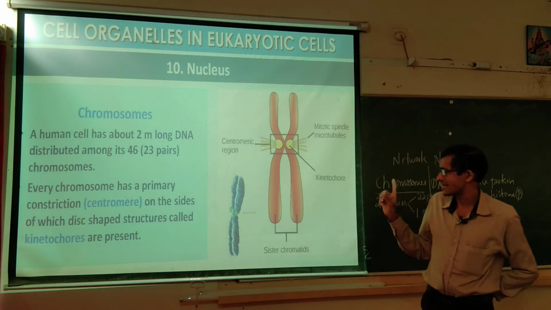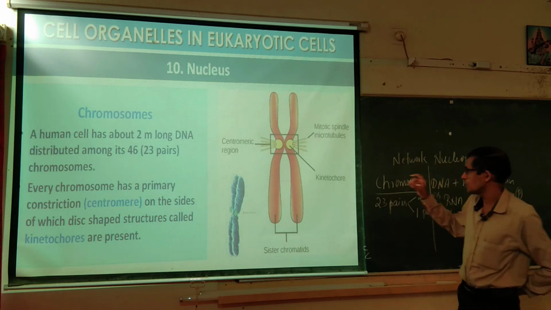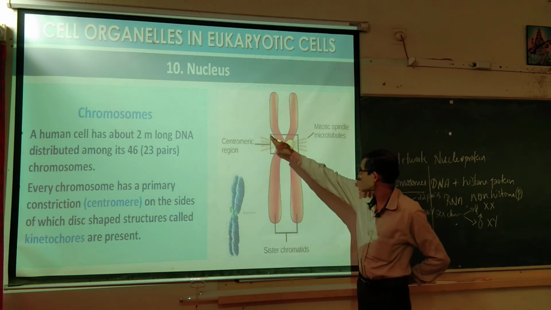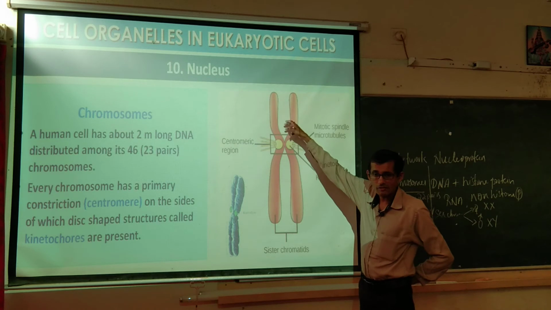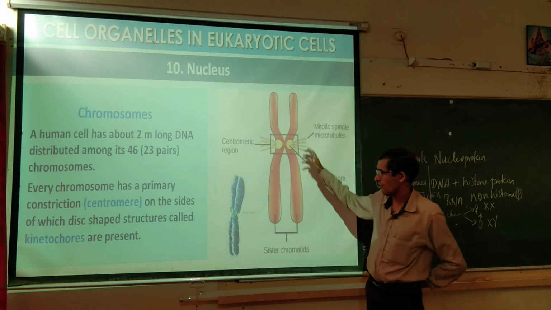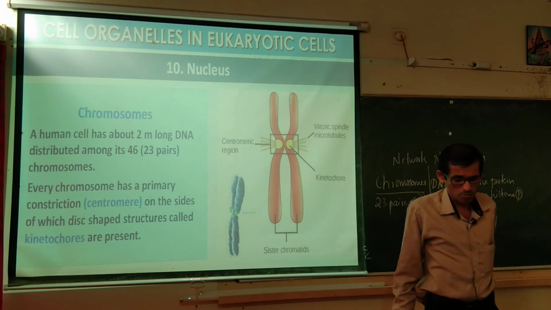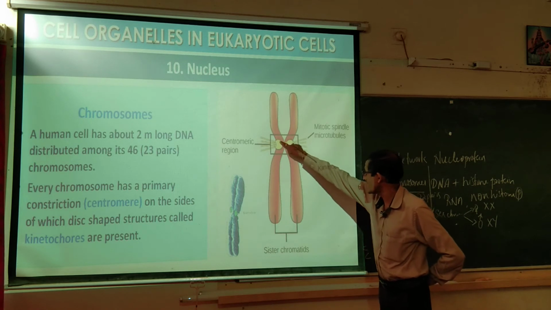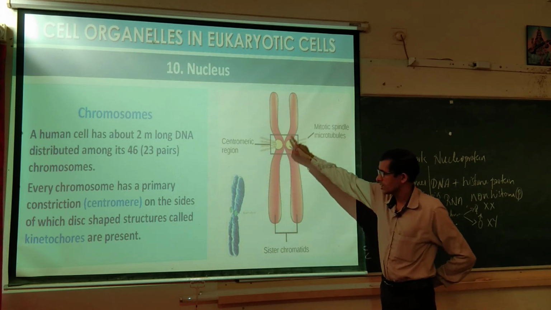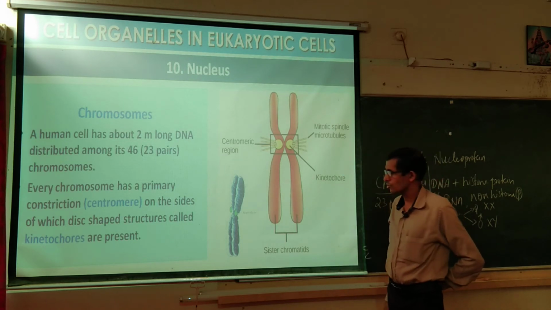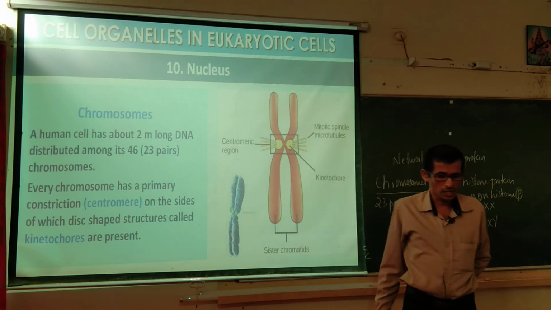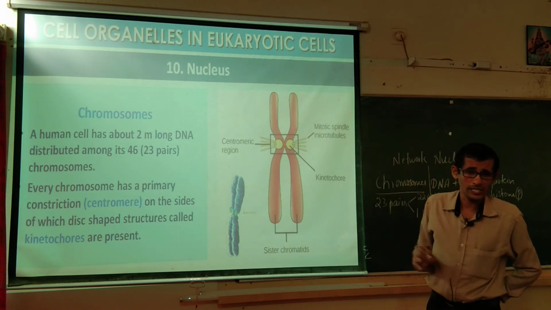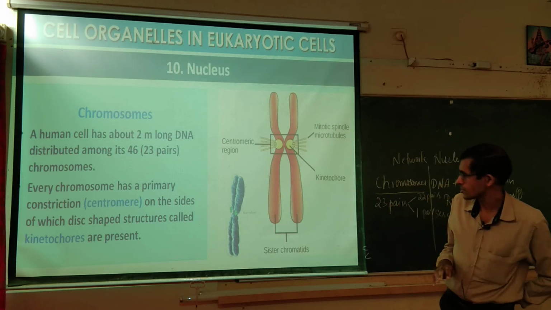Then every chromosome has a primary constriction. We can observe one constricted area, called the centromeric region or centromere. On the side of the constricted area, a disc-shaped structure is present, called the kinetochore. So the centromere with the kinetochore is the nature of these chromosomes.